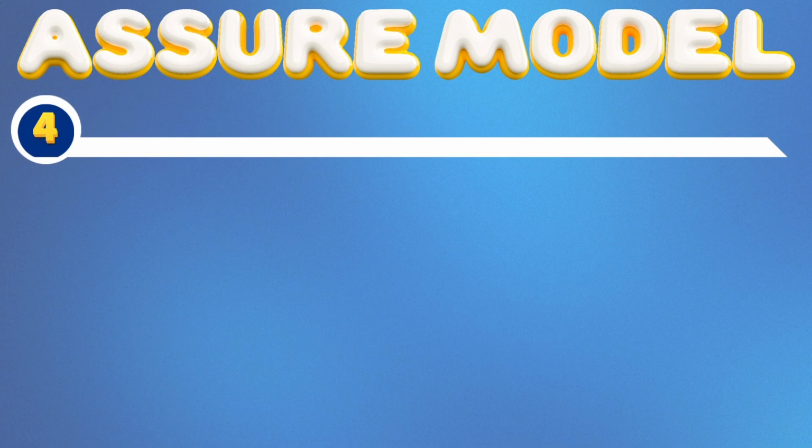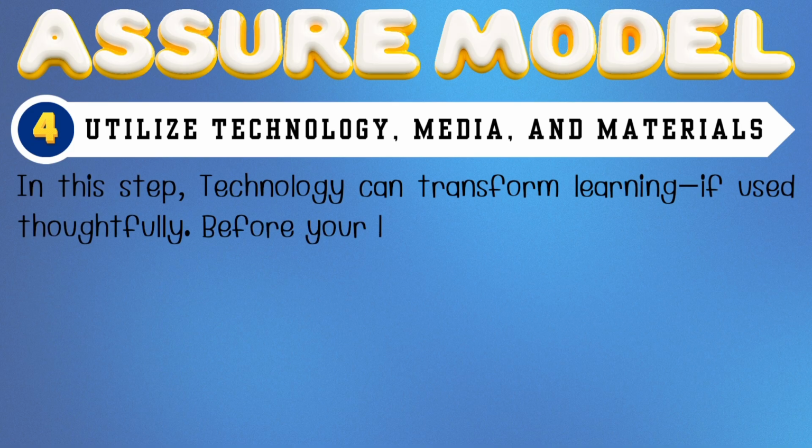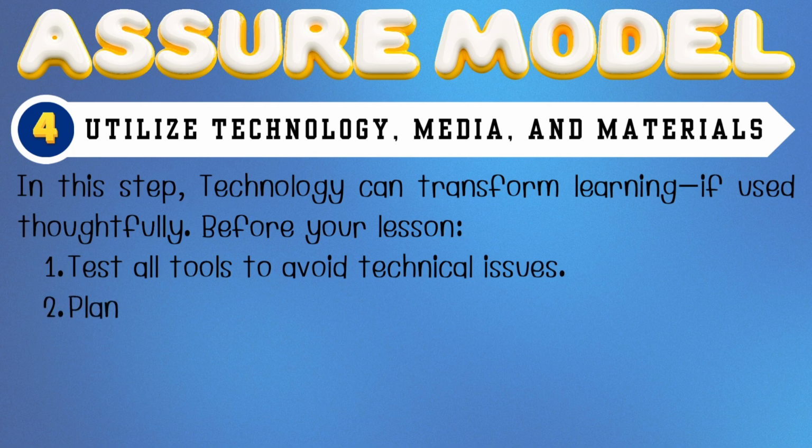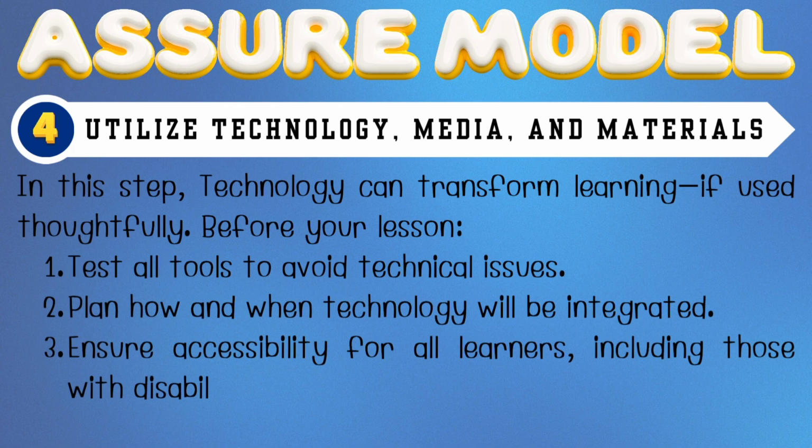For the next step, utilize technology, media, and materials. The instructor must make the lessons interesting by choosing appropriate materials to be used by the learners. Even the room or classroom conditions, equipment, lights, and facilities must be suitable for learning. In this step, technology can transform learning if used thoughtfully. Before your lesson, test all tools to avoid technical issues. Plan how and when technology will be integrated. Ensure accessibility for all learners, including those with disabilities.